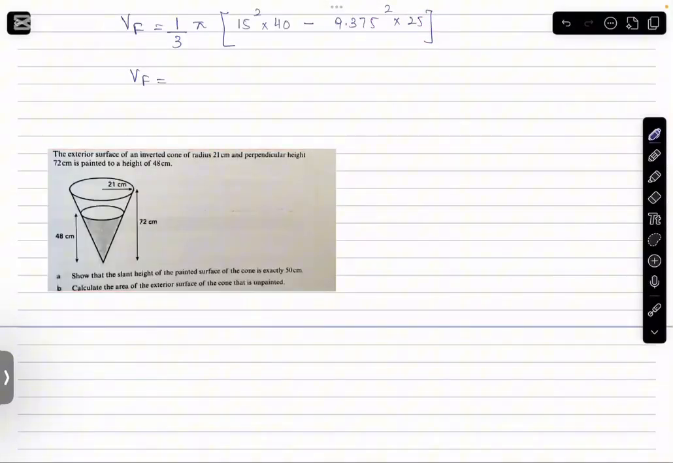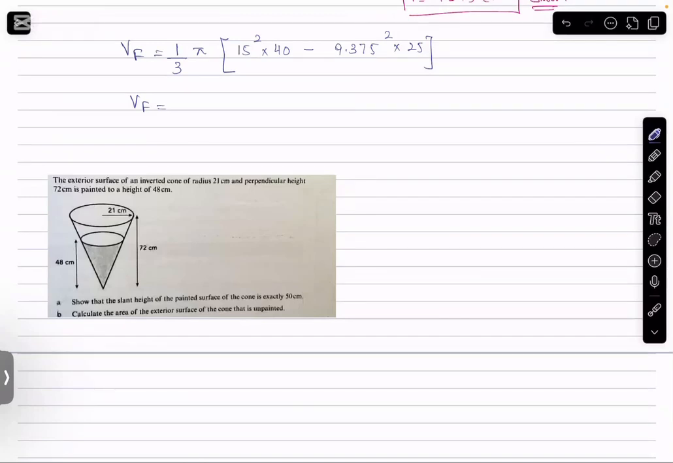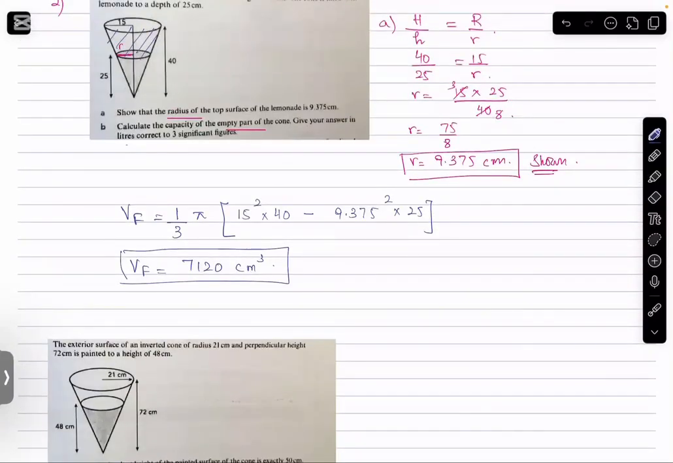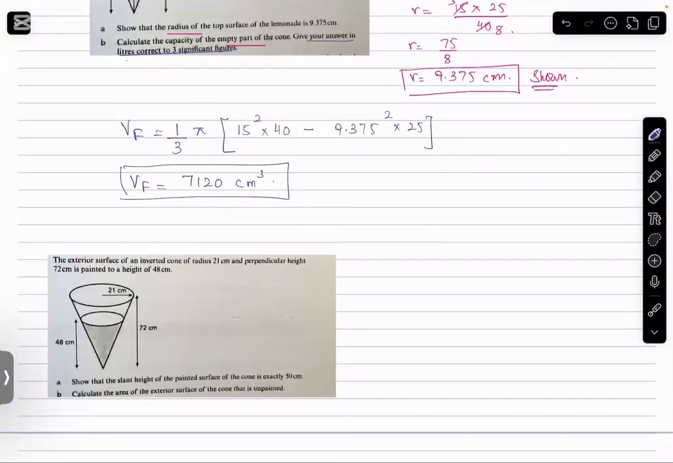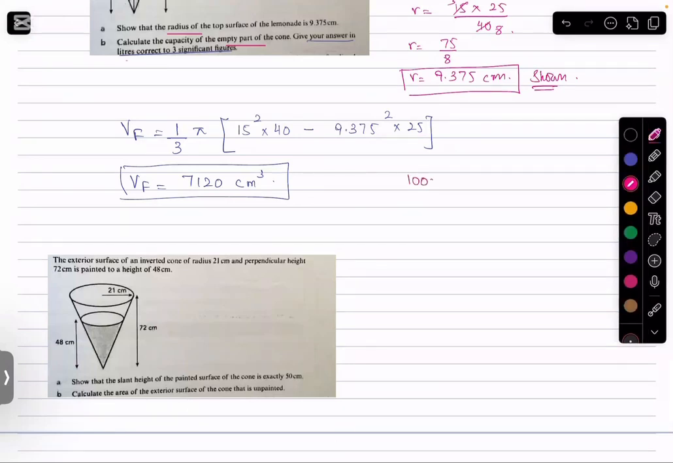Okay, so the volume of the frustum here, when you solve it, is 7120 centimeter cube. But in the question, they have said to give your answer in liters correct to 3 significant figures. We should know the conversion: 1,000 centimeter cube is equal to 1 liter. Therefore, the final volume here is 7.12 liters up to 3 significant figures. So this is what your question says.